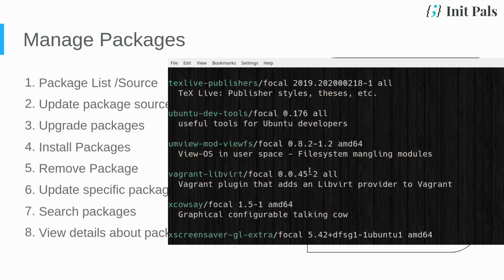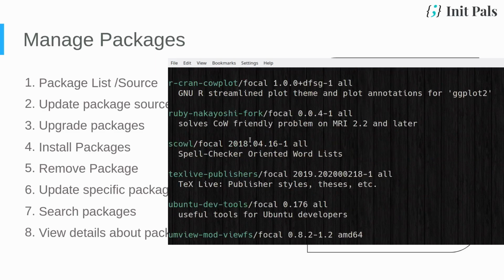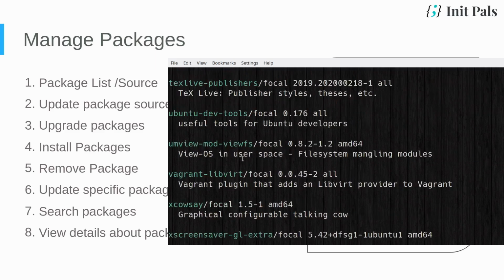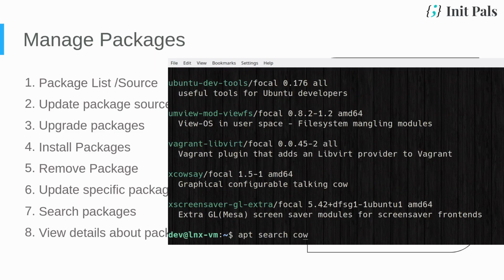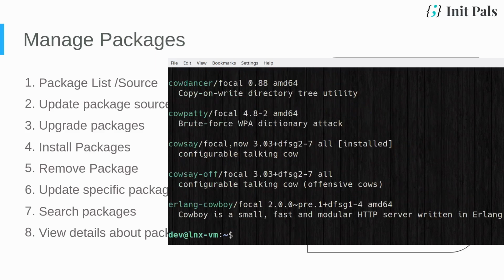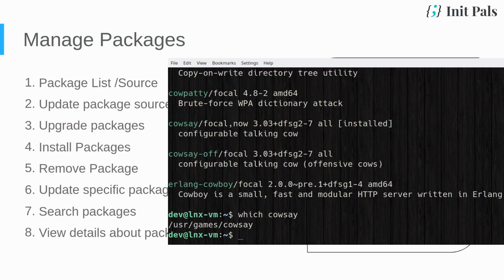Okay. So these are all the packages that have cow in one way or another. Let me check what starts with cow. So these are all the packages that have cow at the start of the word. Right. So now that we have installed the package, to find the location of the folder where it is installed, the command is which cowsay. This would return the location where the package is installed.